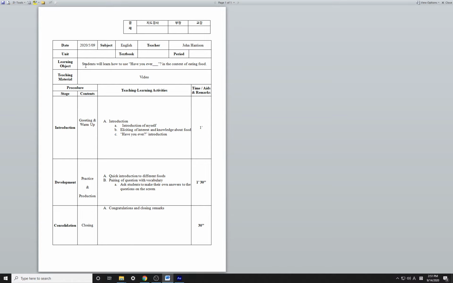And here we have the example. Students will learn how to use have you ever in the context of eating food. So not about going skiing, even though it uses the same functional language. All our content language is based around food and different types of food. So have you ever eaten or have you ever had? Those two phrases. That's what I used in the video.